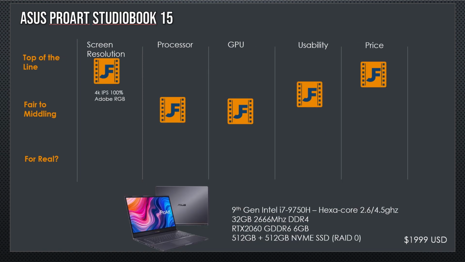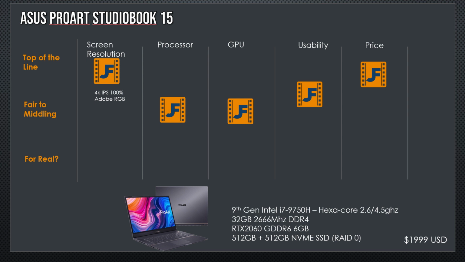And for the longest time, this was here, the Asus, that I thought I was going to be buying. It's a 4K IPS, 100% Adobe RGB, which is the most color we've seen represented so far. Has a 9750H, that's 6-core we're familiar with at this point, 32 gigabytes of RAM, an RTX 2060 with 6 gigabytes of VRAM, and it has dual NVMe SSDs in RAID 0.